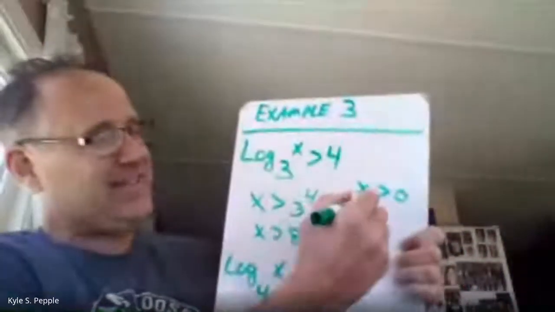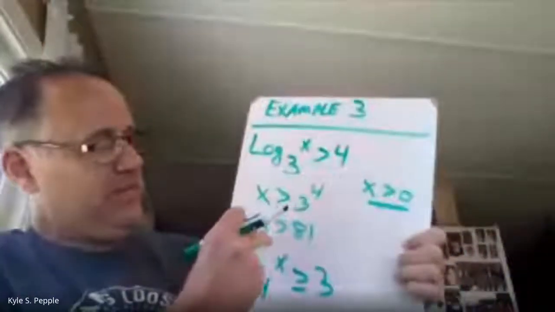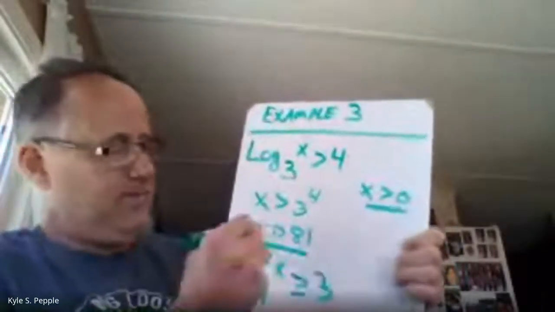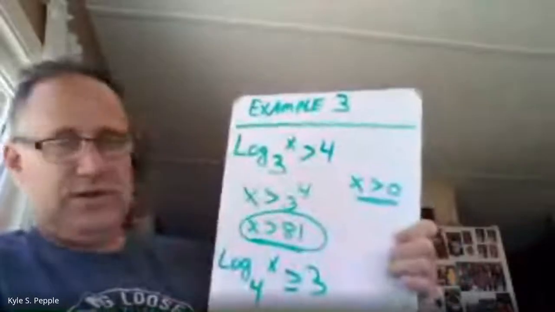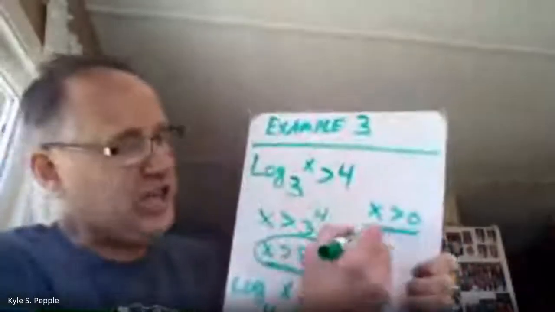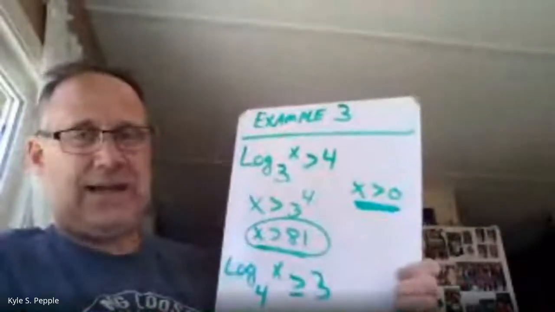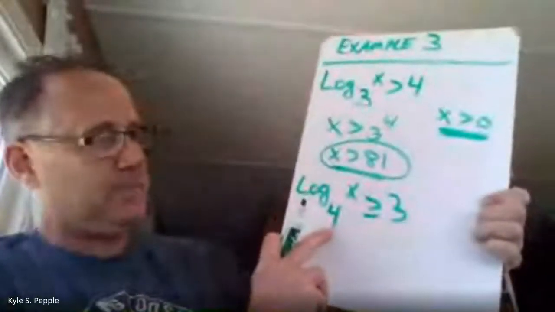Because we have an inequality, we have to check for any restrictions on this number. So 3 to the 4th power, x needs to be greater than 81. But because this says x needs to be greater than 0, is our solution here greater than 0? It is. So this is my solution. We just have to check this solution to see if it makes sense. Okay, so let's check on this one.